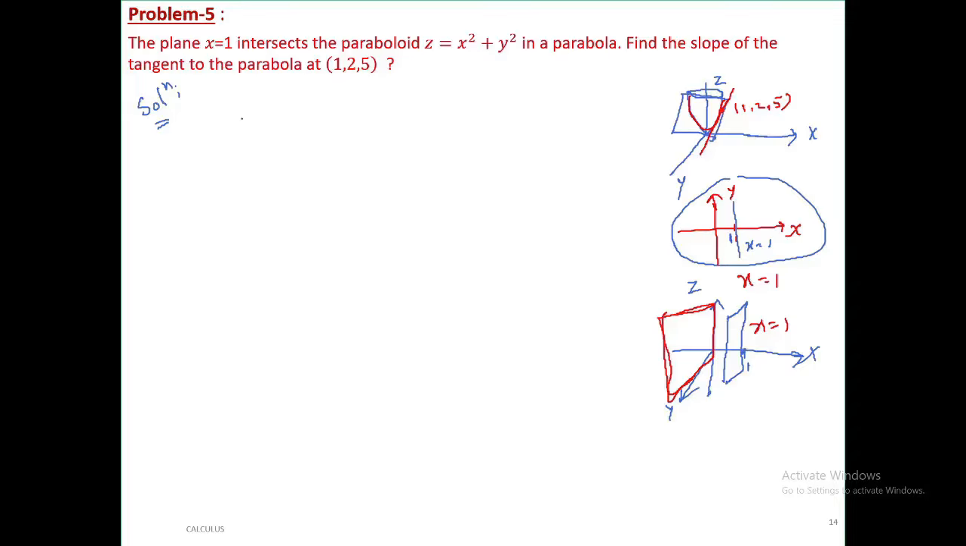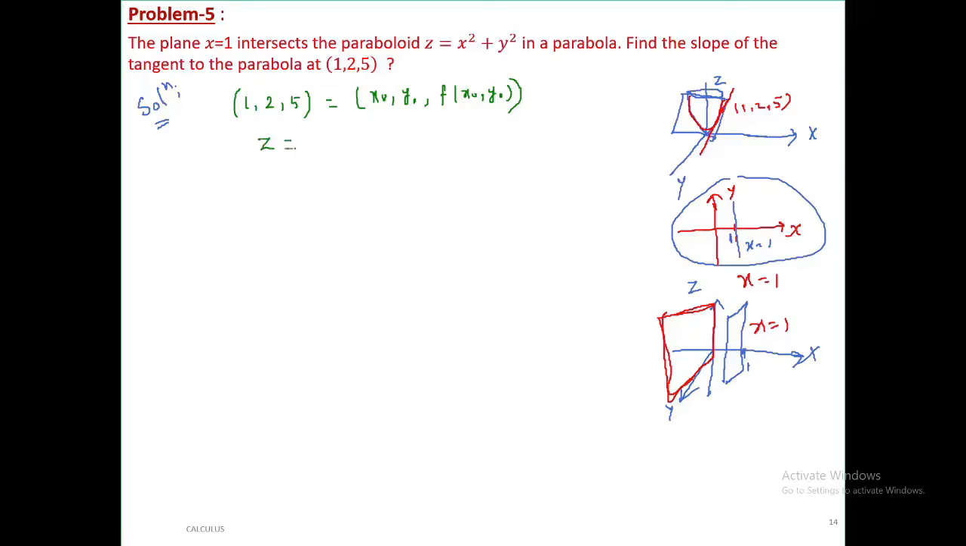Before that, I want to elaborate on this. 1 comma 2 comma 5 means x naught, y naught, and f of x naught, y naught. That means after substituting the point x naught, y naught in the function, you will get the z value. The z value is nothing but f of x naught, y naught. So let us substitute that.